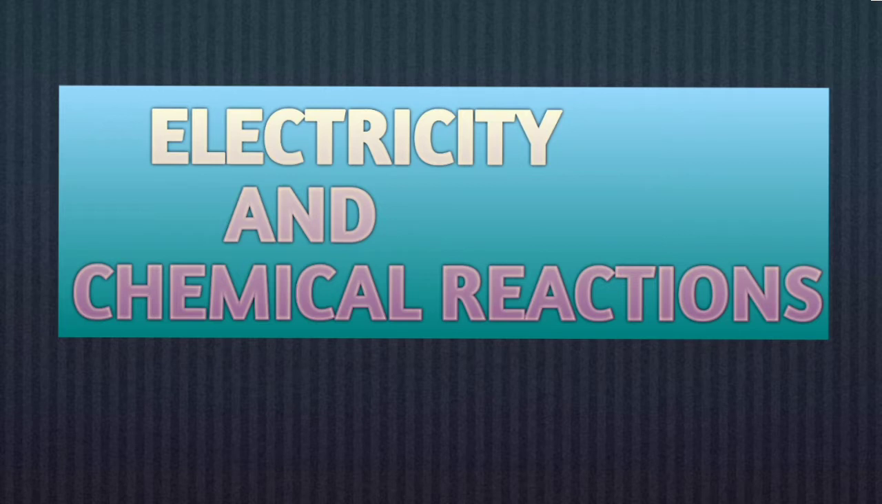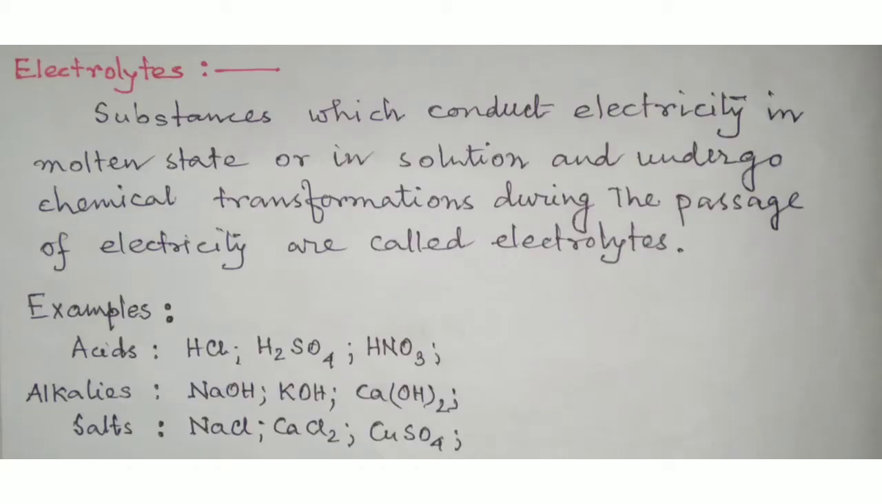Last day we came to know about the topic metallurgy. Today we are going to discuss the topic electricity and chemical reactions. So at the beginning of electricity and chemical reactions, we discuss electrolytes, non-electrolytes, strong and weak electrolytes, etc. So let's start. First, electrolytes.